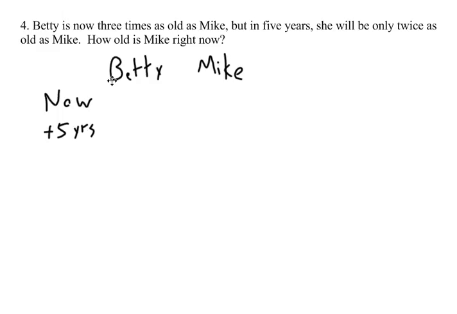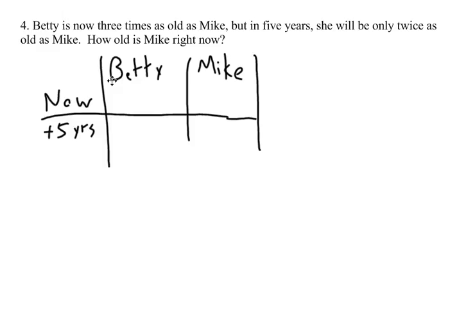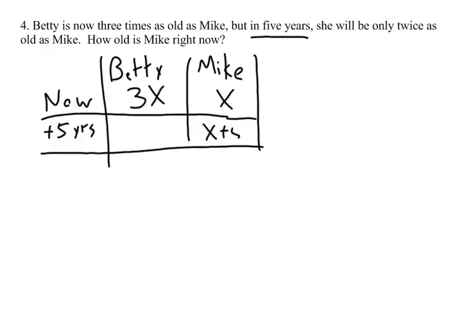Okay. So Betty is now 3 times as old as Mike. So let's put this all in terms of Mike, x. Betty's 3 times that, so 3 times x, we just write it as 3x. In 5 years, as soon as I read that, I build expressions before I even look to see how I'm going to relate those expressions. So in 5 years, I'm going to add 5. And Betty's 3x now, so now she's 3x plus 5.